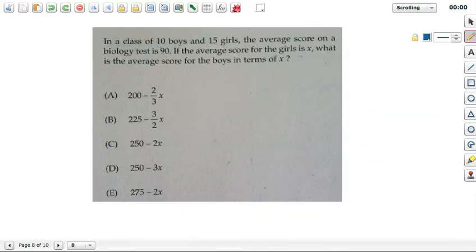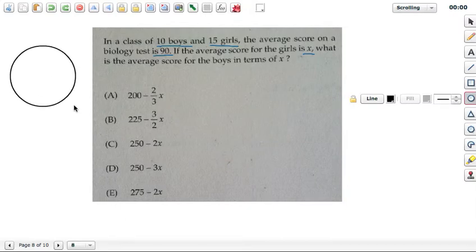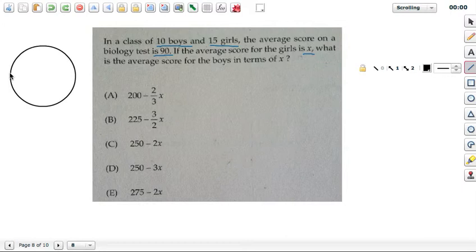This is question number 8. Pause your video and try this. So you have in a class 10 boys and 15 girls. The average score on a biology test is 90. The average score for girls is X, and what is the average score for boys in terms of X? Now, one of the things I do is what I call an average pie, and it is basically a circle, and you can use this if you like. It's a very, very fast way of doing problems like this.